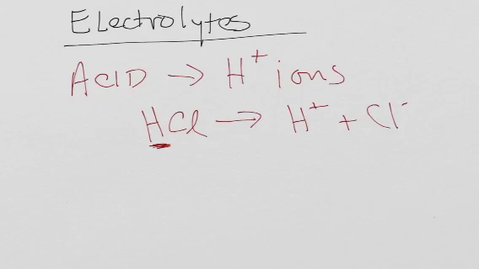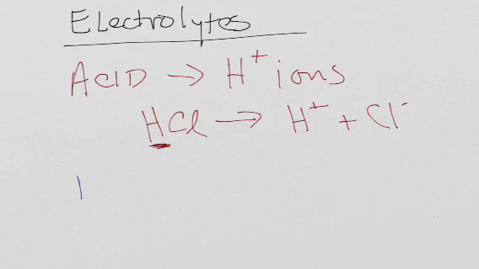Bases, on the other hand, are a little bit different. We're going to talk about pHs next class, acids and bases. You know their pH, right? 0 to 14. Acids have the lower numbers, bases have the higher numbers.